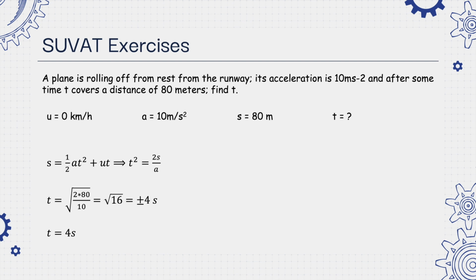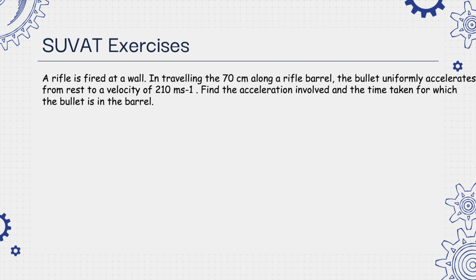Be careful now, the square root of 16 is not just 4, it's plus or minus 4. This means that we have to choose between plus or minus. Since it's a time, we're going to choose plus, because we're not interested in what happened before, and time is not negative. So we're just going to keep the plus, so time equals 4 seconds.